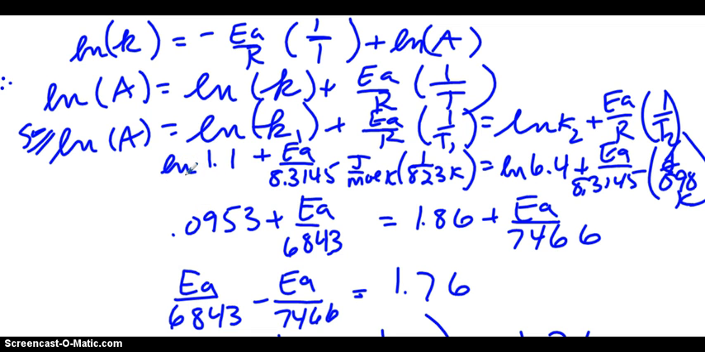So natural log of condition number 1, 1.1, plus EA over the R value, and I put in the unit here, but I'm starting to run out of room, joules over mole K, times 1 over 823 Kelvin. And note what happens with the Kelvins. They cancel out, and they will cancel out here too if I wrote my units in. So this equals natural log of 6.4 plus EA over 8.3145 times 1 over 898. That's the second temperature. So now I actually started putting numbers in. So natural log of 1.1 is this number. And oops, I'm going to run out of time.